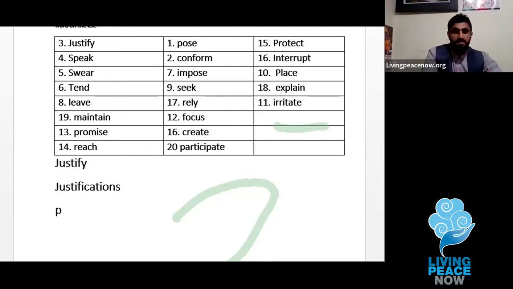We have one more word, proof. Proof is also like that. I'm sorry, proof means evidence, and justification is also like evidence. I have more justifications for today.